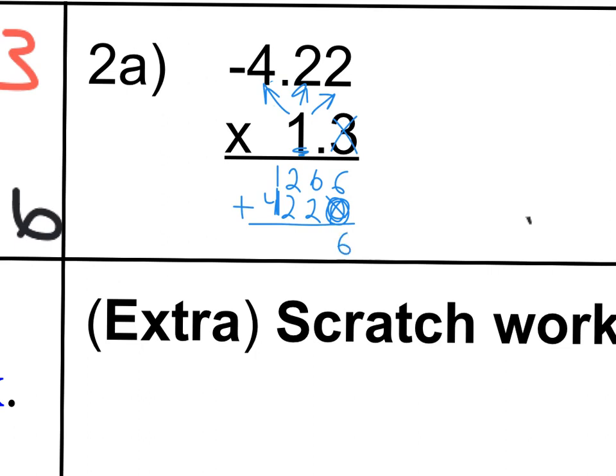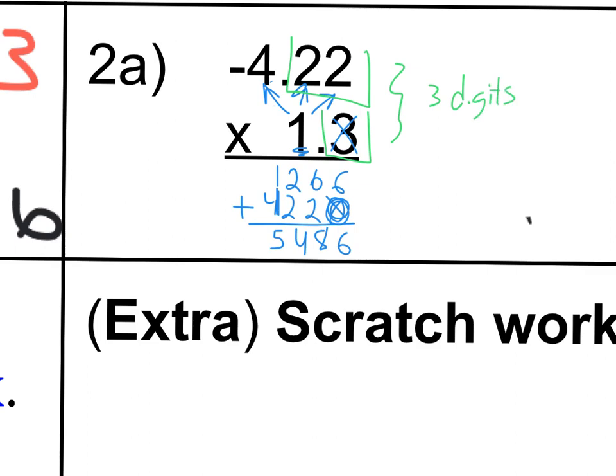So 6 plus 0 is 6. 6 plus 2 is 8. 2 plus 2 is 4. 4 plus 1 is 5. And now we have to count the amount of digits after the decimal that we started with. So I got 2 digits right there, plus 1 more digit right there. That's a total of 3 digits behind the decimal.